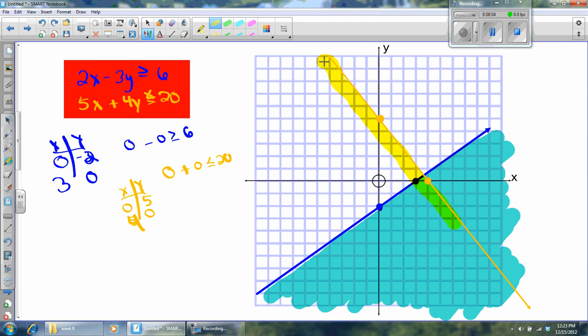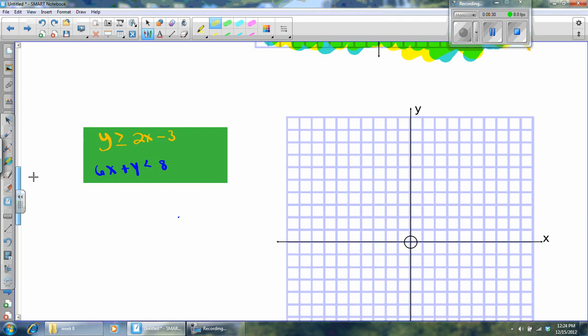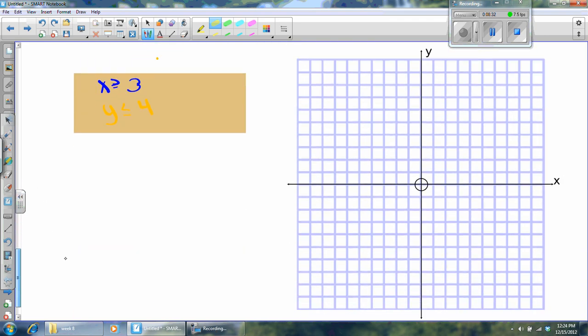There's my green region again. There you go. The green region represents the part of the graph that is a solution for both pieces. All right, so we're going to look at one more example here. Actually, I had two planned, but we're going to look at one like this.